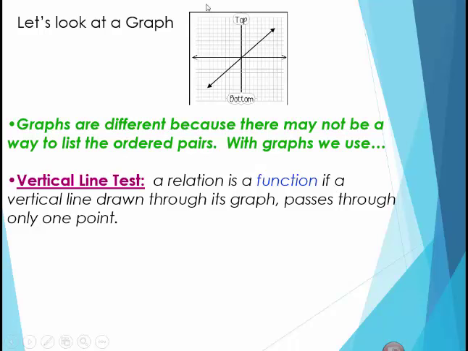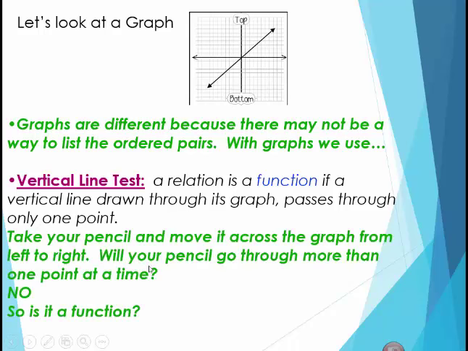So in looking at this, if I drew a vertical line anywhere on this graph, would it cross anywhere besides the line? Nope. Only one point, so it's a function.